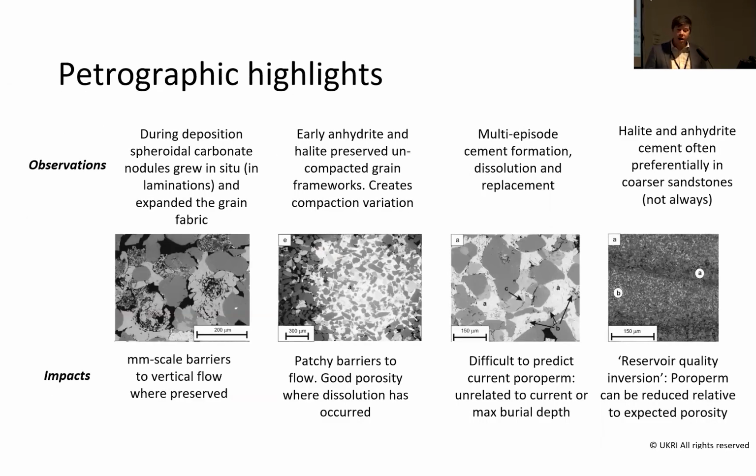So I've shown a few of the highlights here. I don't think I've really got time to go through these in detail, but basically we've got things like early spheroidal carbonate nodules that are potentially 4 millimeter scale barriers to flow as they're preserved in thin laminae. And this is one of the most important aspects, really, where we have these early anhydrite and halite cement phases, which basically preserve the uncompacted grain frameworks during burial. So it's basically preventing compaction, which can lead to difficulties in predicting the porosity of the system.